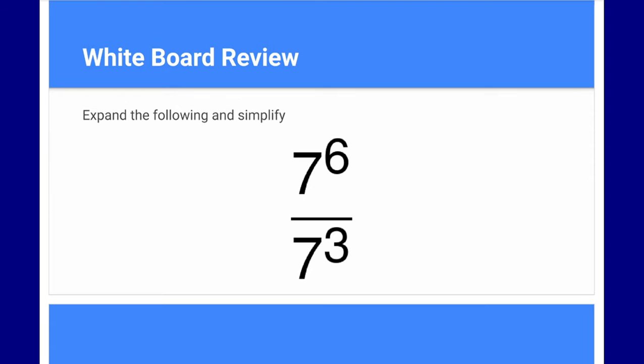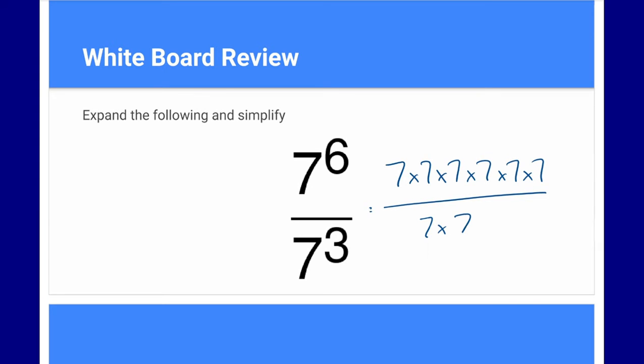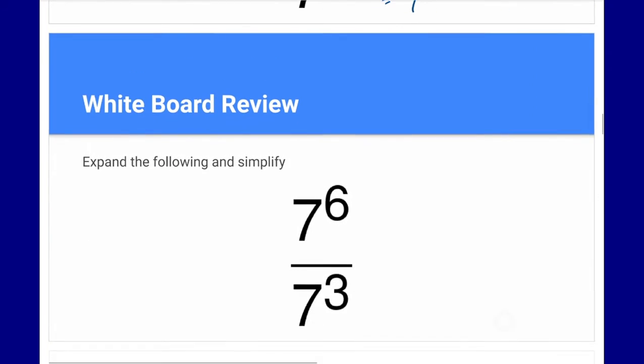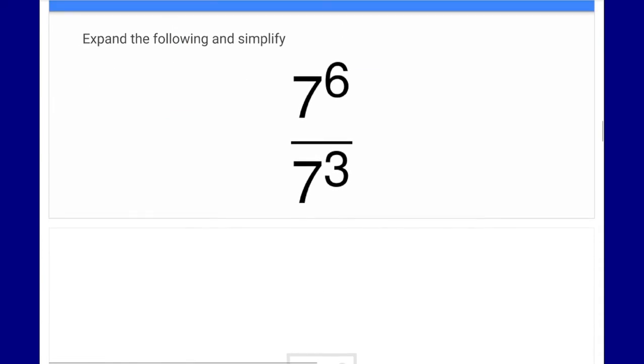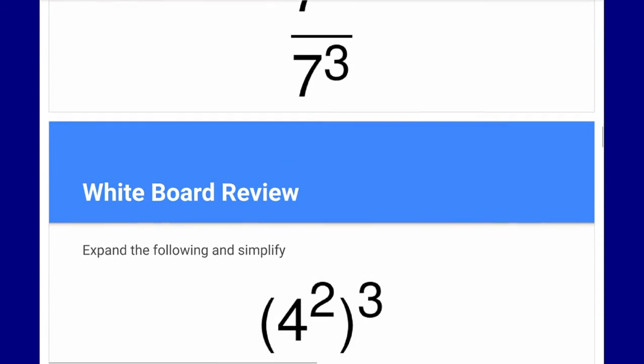Here we have it written out differently as a fraction. It still means division. I can rewrite this as 7 times 7 times 7 times 7 times 7 divided by 3 7's. Similar to what we had, I can cross out 1 on the top and 1 on the bottom to cancel out. I have 3 7's left over, 7 to the power of 3. I have the same thing here, so we're just going to skip this one and go to a different one.